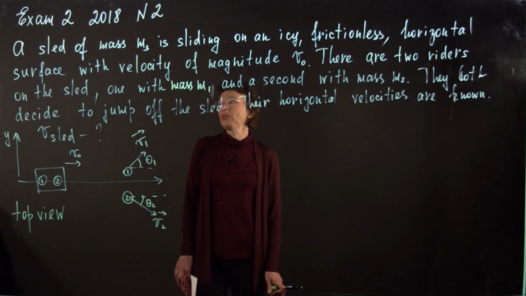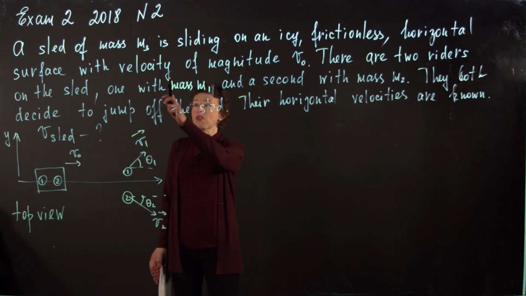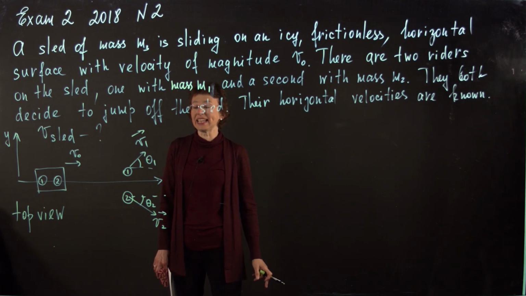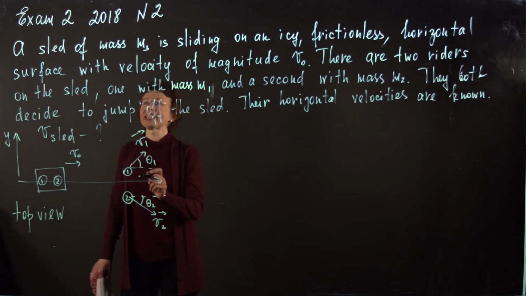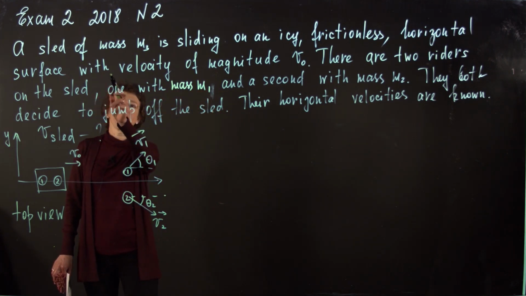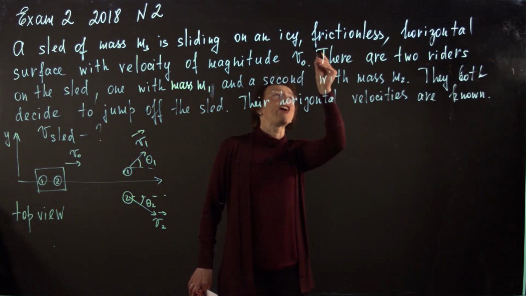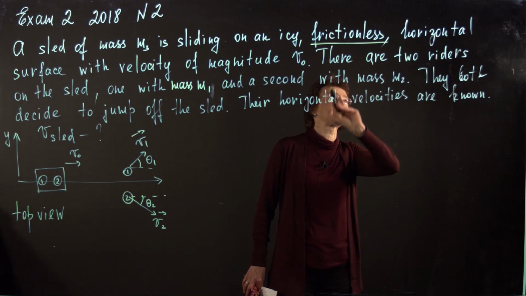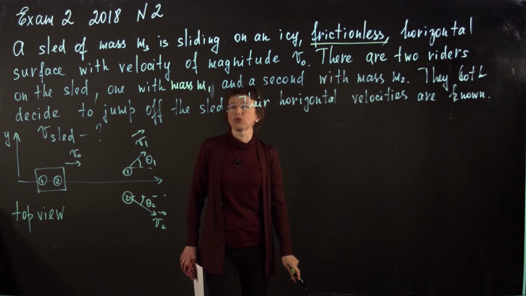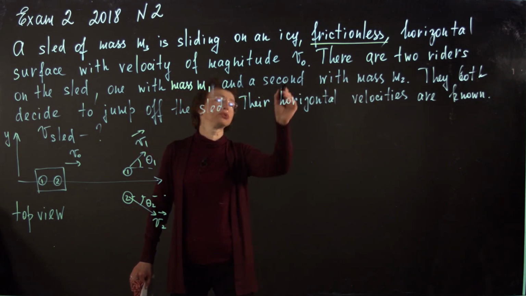And one of these problems is a problem from the second exam that was given in 2018. This problem says that there is a sled of mass m3. It is sliding on an icy, frictionless, that's important, horizontal surface with velocity of magnitude v naught.